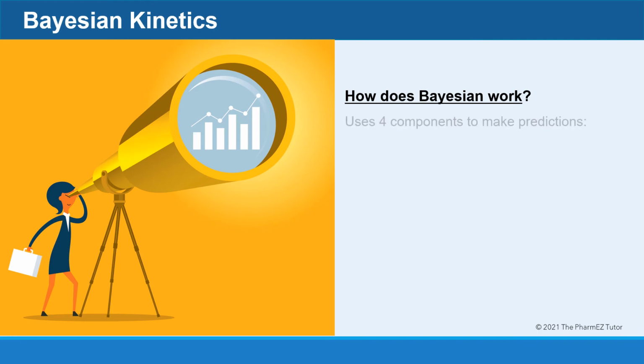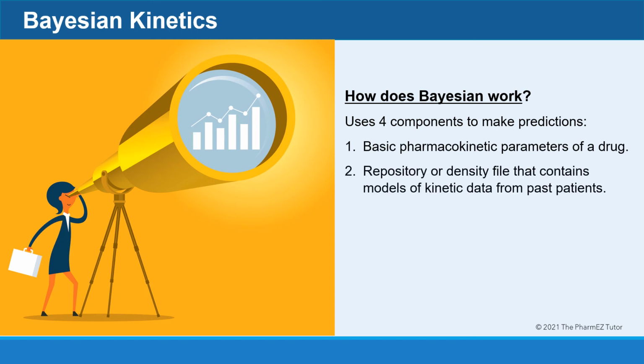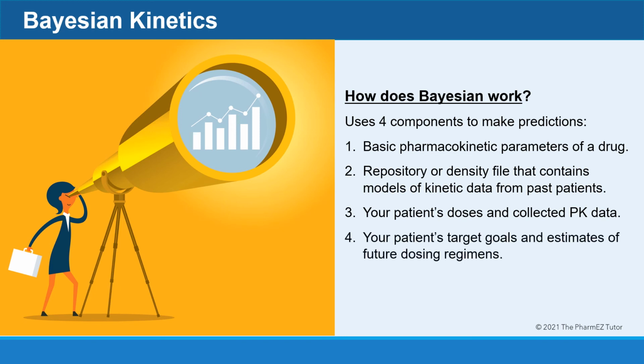So how does Bayesian work? It uses 4 components to make predictions: the basic pharmacokinetic parameters of a drug, a repository or density file that contains models of kinetic data from past patients, your patient's doses and collected PK data, and your patient's target goals and estimates of future dosing regimens.